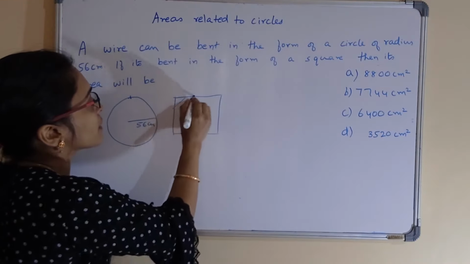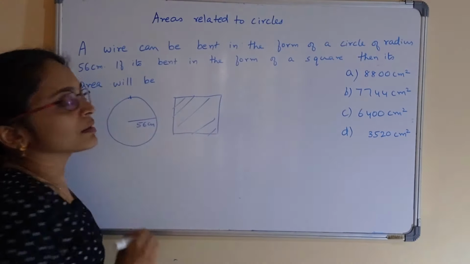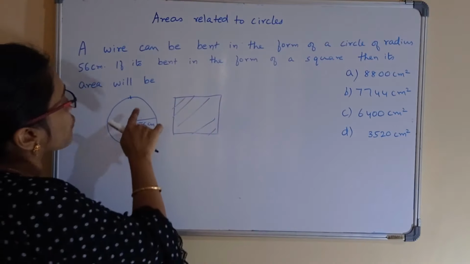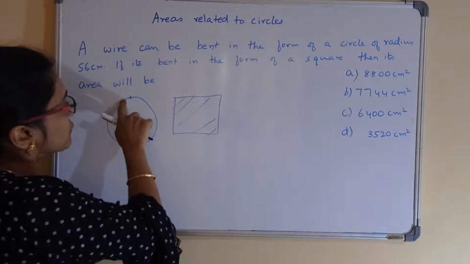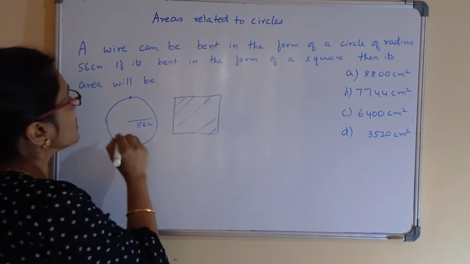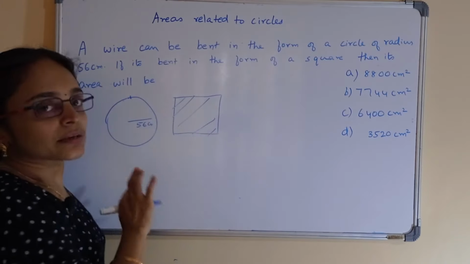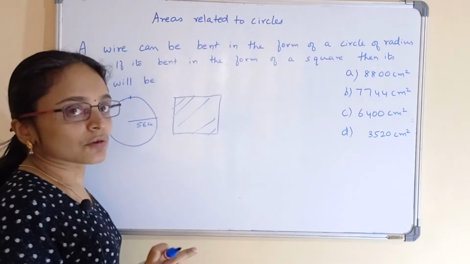So we have to find the area of the square. What we have to find out first is the circumference of the circle. If we find the circumference of the circle, we can find the length of the side of the square. So what is the circumference of a circle?